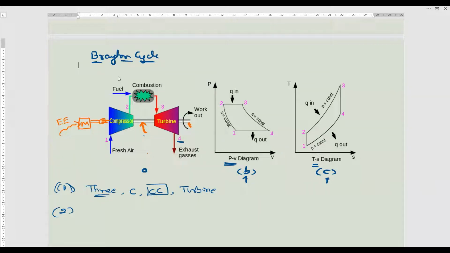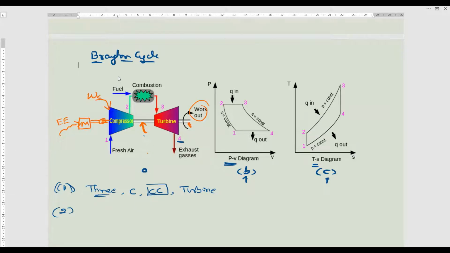Because before starting the engine, there is no combustion. When there is no combustion, there are no gases in the turbine, and it will not generate any mechanical work. For that reason, initially we supply mechanical work to the compressor. So work is done on the compressor, WC.